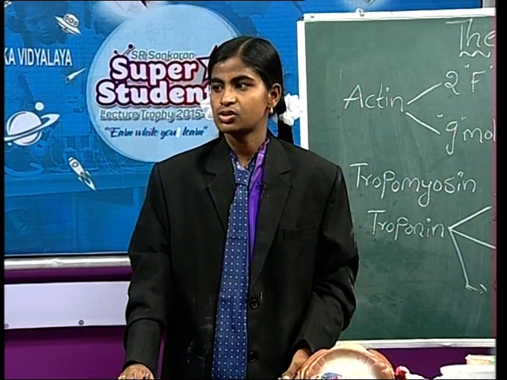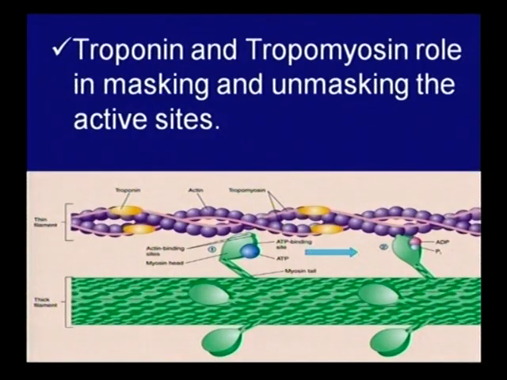Friends, so these are the troponin and tropomyosin roles in masking and unmasking the actin sites. By the help of troponin and tropomyosin, the contraction of muscles takes place, and it serves as a cross bridge. So the muscle contraction takes place. Of the two proteins, the tropomyosin stops the interaction between actin and myosin. Troponin is made up of 3 polypeptide units. So these are the cross bridge roles of troponin and tropomyosin.